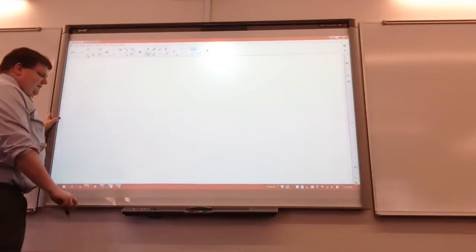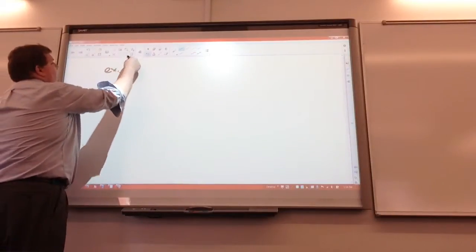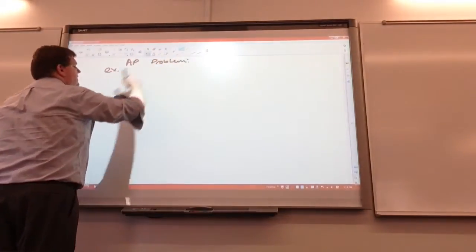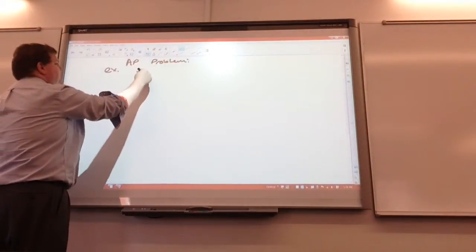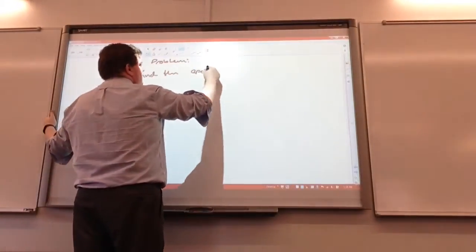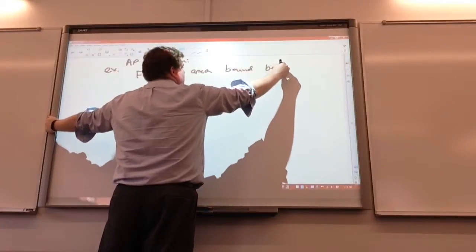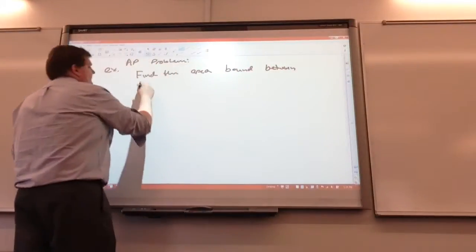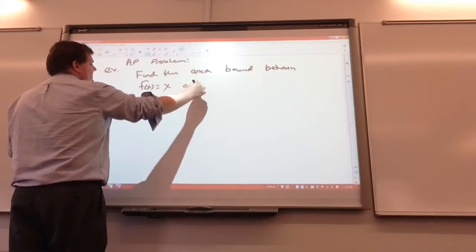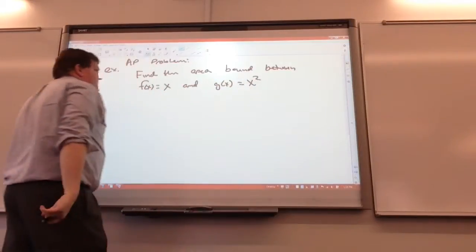So our next example here, because we'll always see this AP problem directly, is find the area bound between f of x equals x and g of x equals x squared.